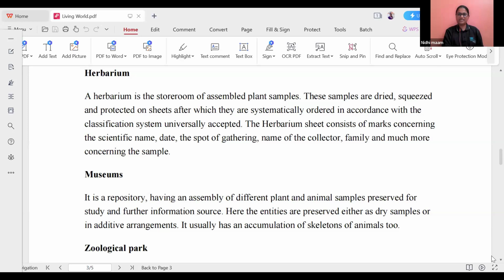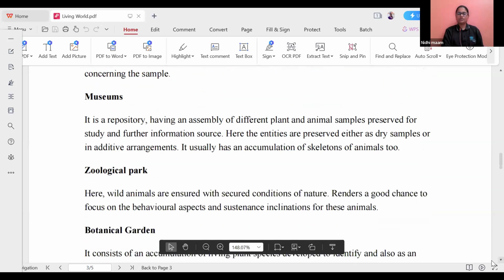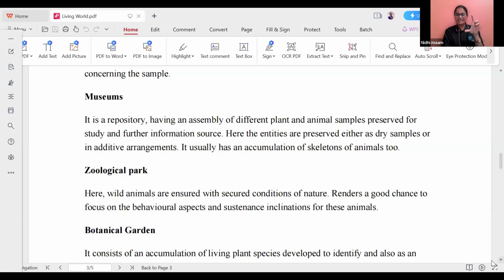Next, the museums. You might have visited many museums. Your college laboratories are mini museums. You can see many organisms stored in chloroform. So it is a repository having an assembly of different plant and animal samples preserved in one place, which is used for study and as a further information source.